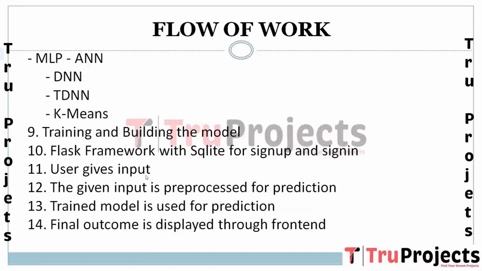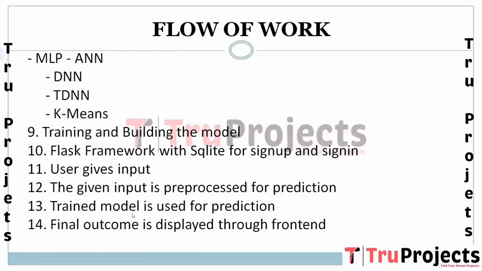Next here we have user gives input. The user interacts with the web application by providing their input or data, which is typically entered through forms or other user interface elements. Next here we have the given input is pre-processed for prediction. Before input data can be used for prediction, it needs to be pre-processed to match the format expected by the trained model. This may include cleaning, feature extraction, and transformation.